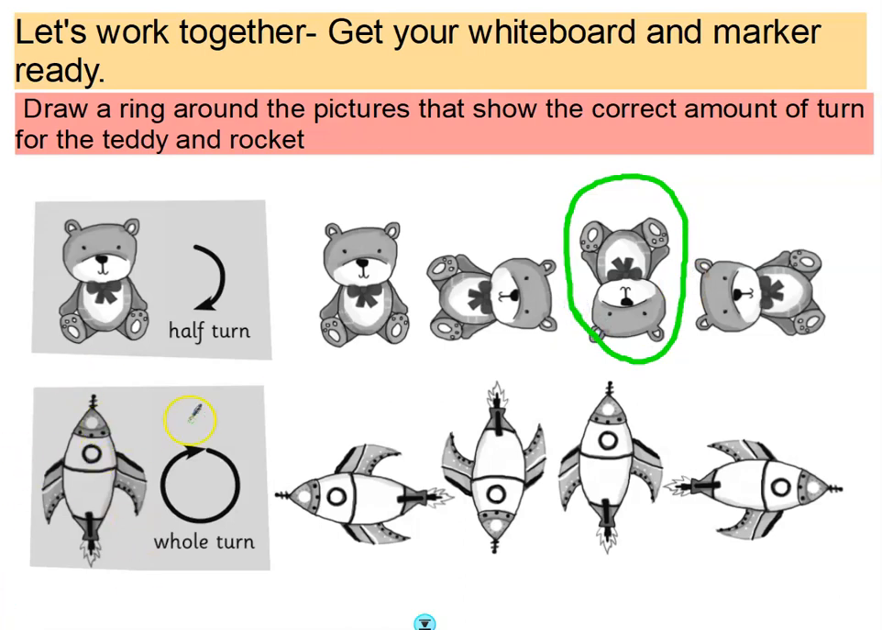Which one shows for the rocket a whole turn? Out of these four rockets, which one made a whole turn? Excellent. This one, as it comes back to the same position.